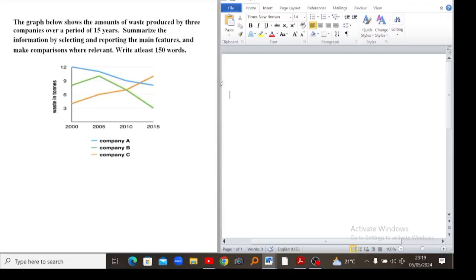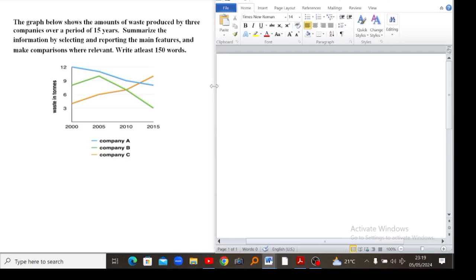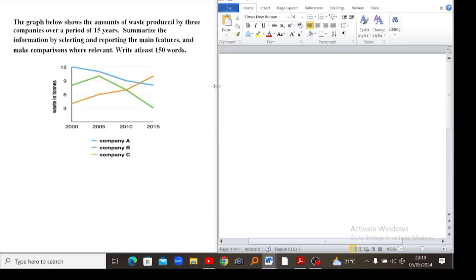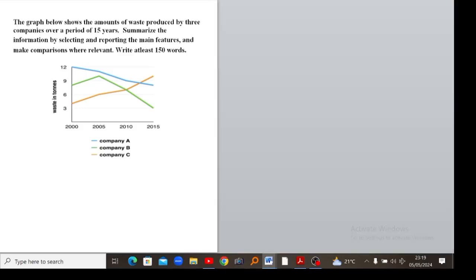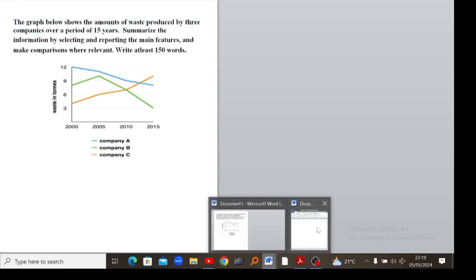So let's first try to answer this question together while following our plan of first starting with the introduction. So the introduction, we'll have to summarize this statement here. The statement right here: the graph below shows the amounts of waste produced by 3 companies over a period of 15 years. So let's write together.